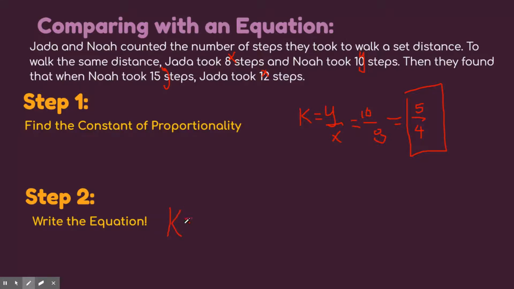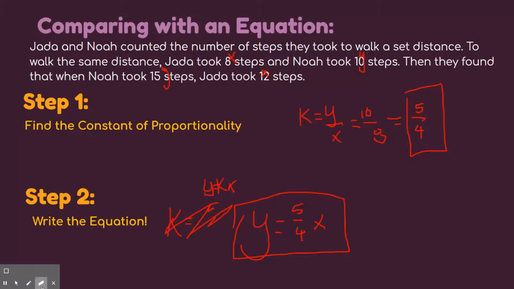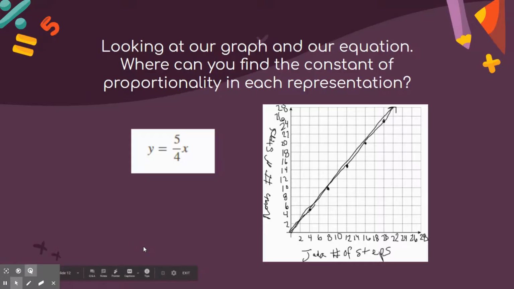Now I can write the equation: y equals 5 over 4x. Because remember, the equation for proportional lines is y equals kx, and since we found out what k is, we're going to plug it in. And now we have y equals 5 over 4x. So now we have represented this problem using an equation. Let's move to the next part.